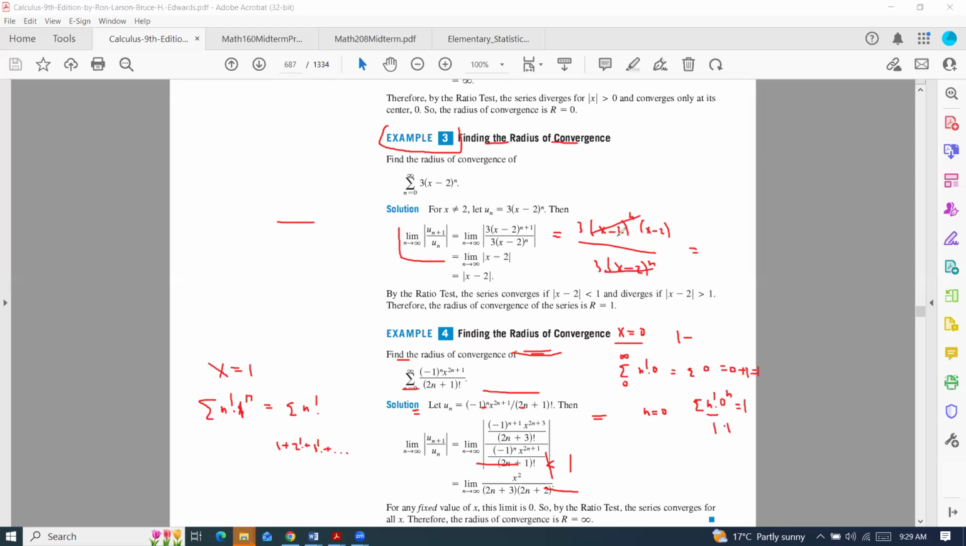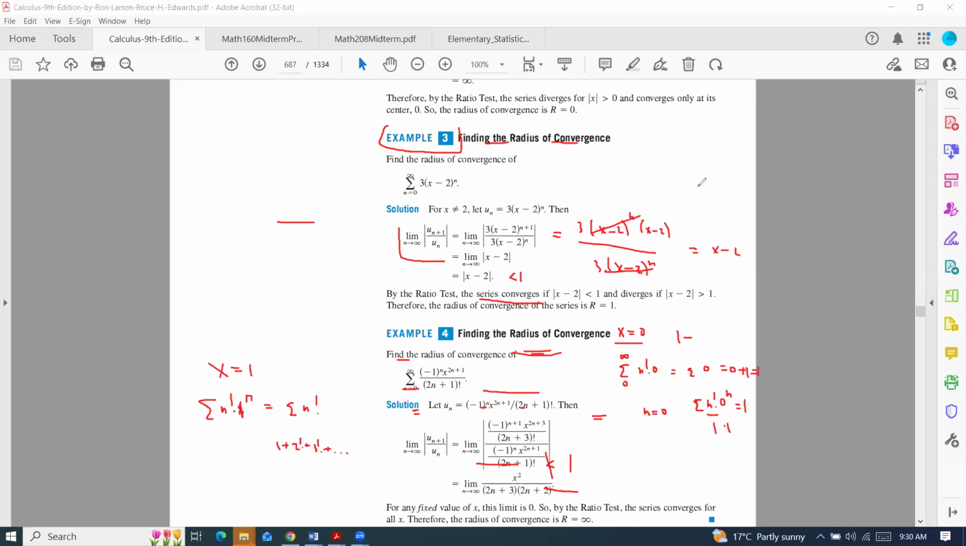So you're going to end up, and 3 is also going to cancel. So you're going to end up with just x minus 2. And you're taking its absolute value. And this is going to be the absolute value of x minus 2. So now the key part. When is this less than 1, then it is going to converge. And that's what they say. The series is convergent, according to the nth term test, when the limit is less than 1.